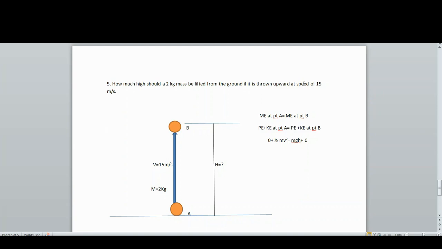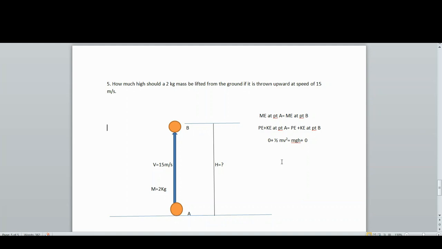Number 5. How high should a 2 kg mass be lifted from the ground if it is thrown upward at a speed of 50 meters per second? So we have 2 points here, point A and point B. Initially, the object was at point A and it was thrown at 50 meters per second to point B, and the mass of the object is 2 kg. We are asked to find the final height of an object which is thrown at 50 meters per second.